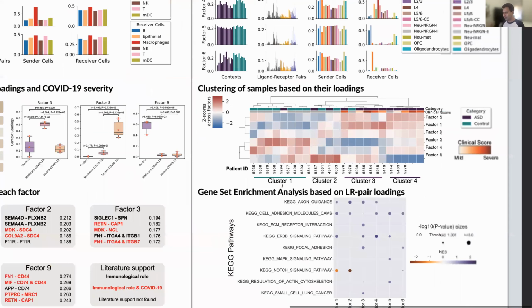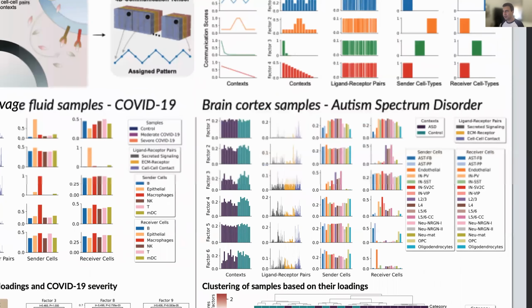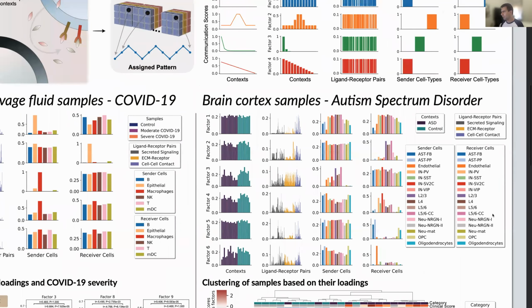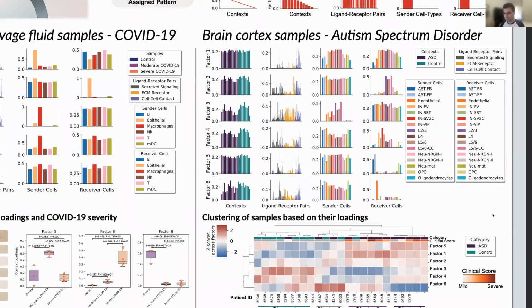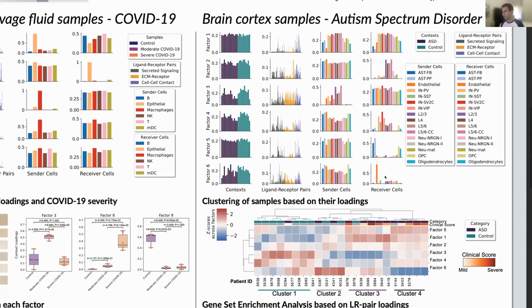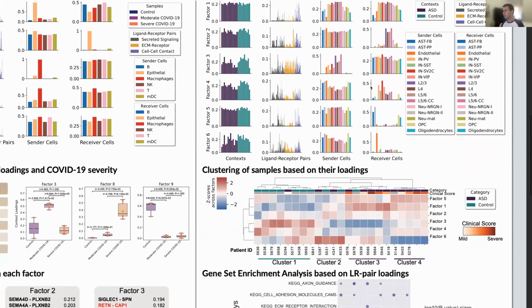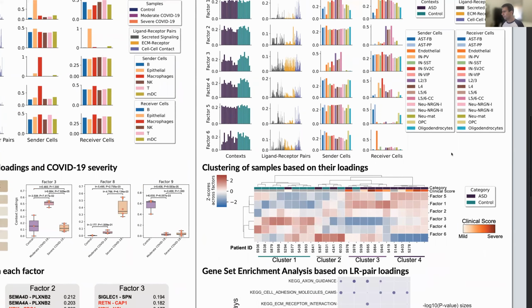The other data set is about brain cortex samples of patients with autism spectrum disorder. So we have an idea of how neurons communicate with non-neuronal cells in the cortex. And we obtained 6 factors where 2 of them were statistically different at the level of patient groups, the ASD condition versus the control one, mainly involving neurons at the different cortical layers, and the other one inhibitory interneurons.